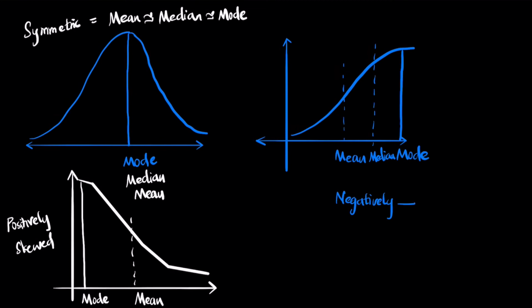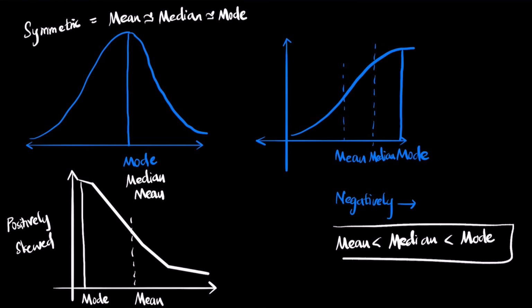So in a negatively skewed distribution, mean is less than the median, and then median is going to be less than the mode. This is the case for a negatively skewed distribution. What happens in a positively skewed distribution? So in a positively skewed distribution, the mean is greater than the median, and that's going to be greater than the mode.